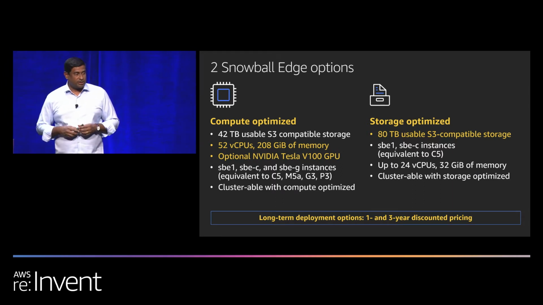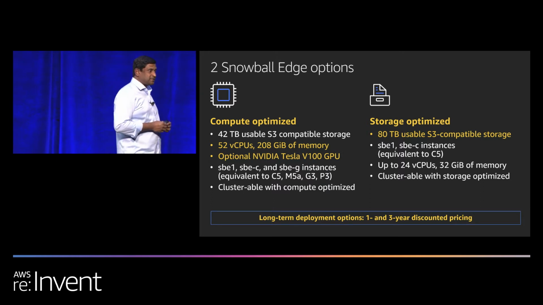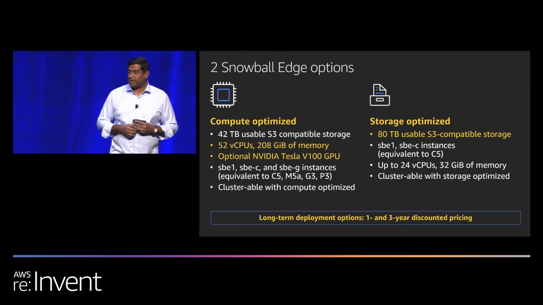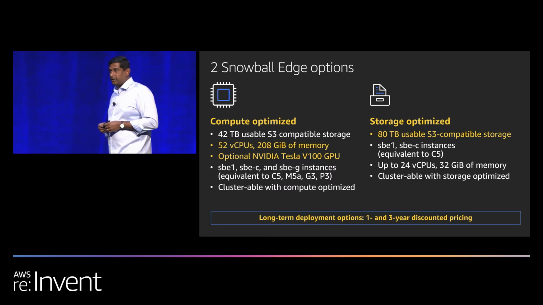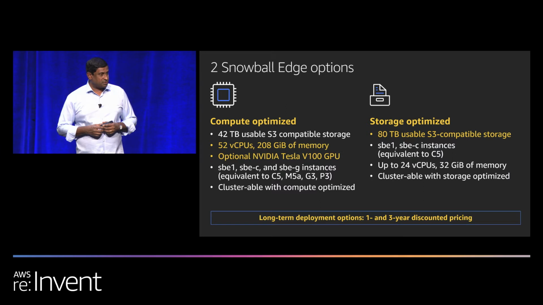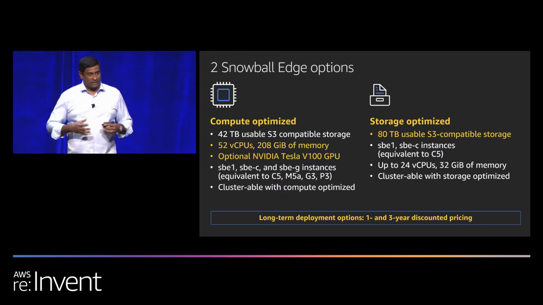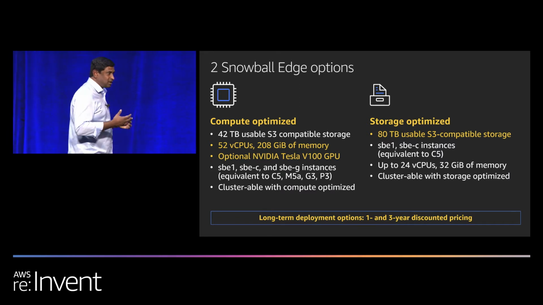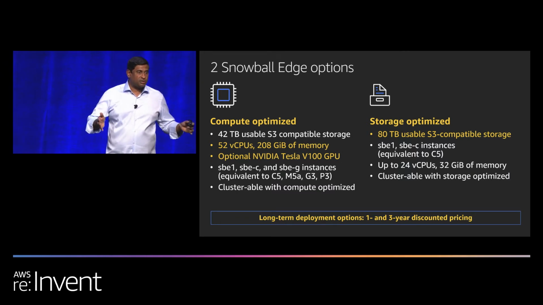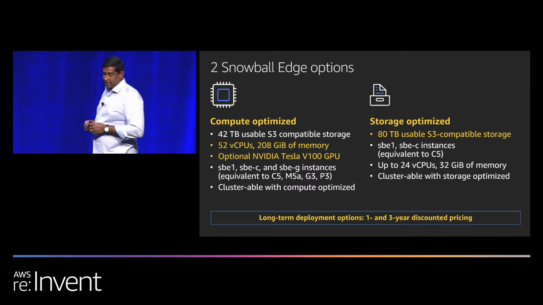The Snowball Edge Storage Optimized device, on the other hand, has a higher storage capacity of 80 terabytes, and it has 24 virtual CPUs for compute capability. Both Snowball Edge device configurations can be run in a single node mode, if you will, or you can cluster multiple of these devices to have either a larger storage capability or run more complex applications at the edge.